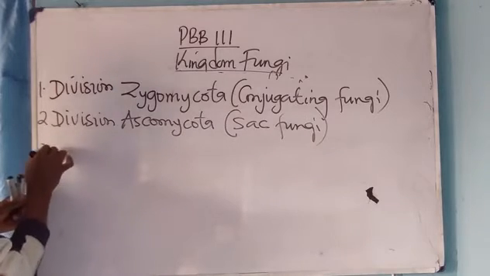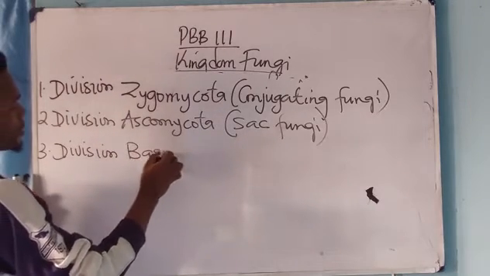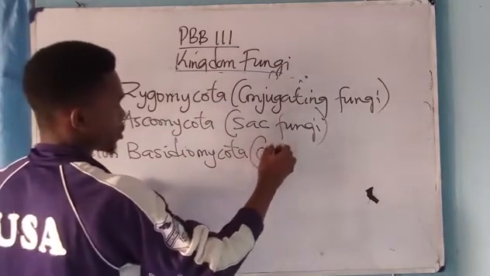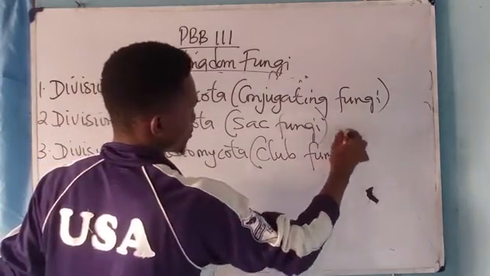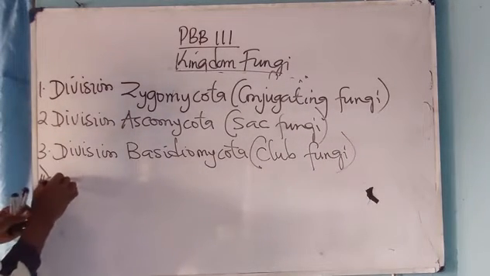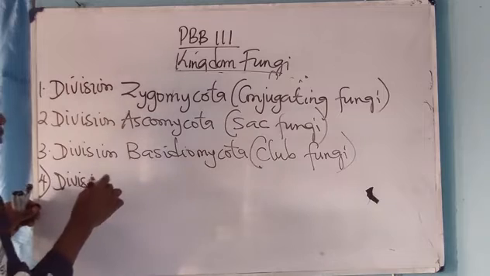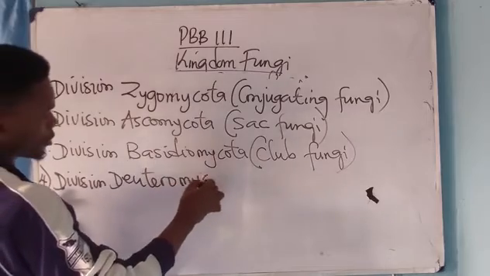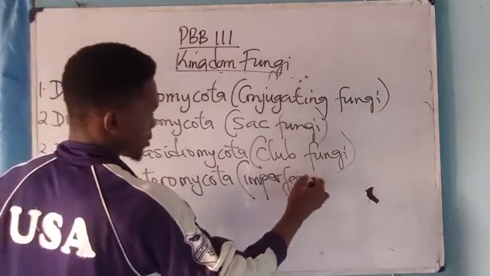And number 3, we have division Basidiomycota. And these are called club fungi. These are called club fungi. We now have the 4th one. We have the division Deuteromycota. Now these are called imperfect fungi.